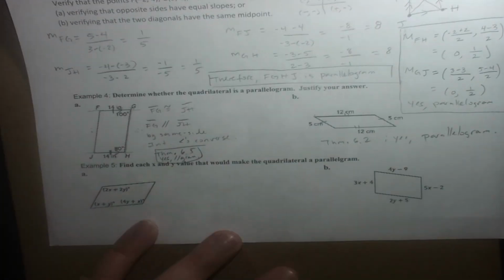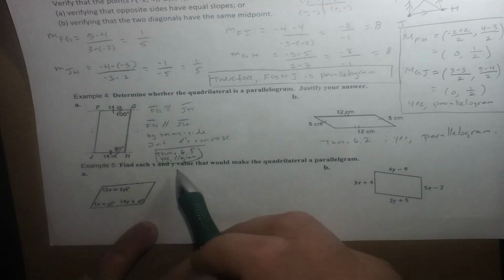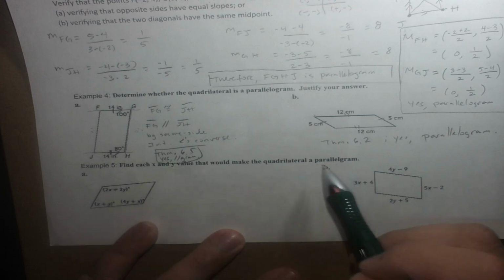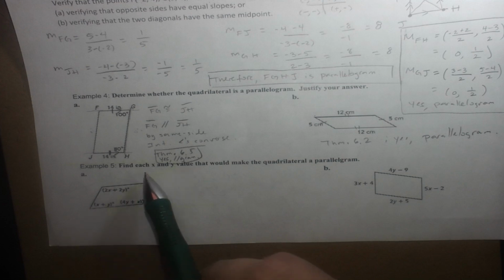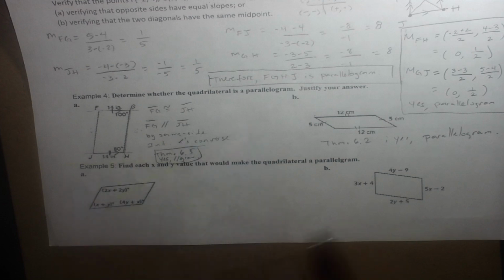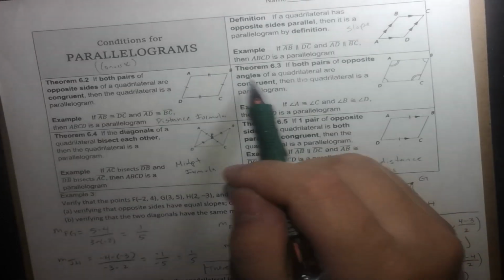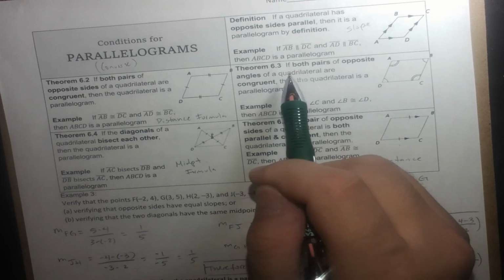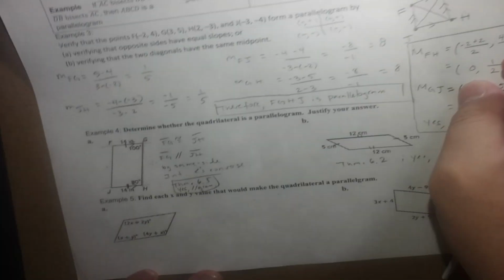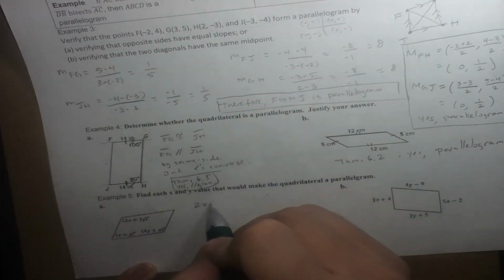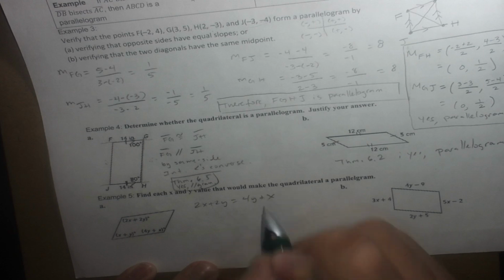Okay, so moving on to example number 5. It says find each x and y value that would make the quadrilateral a parallelogram. So here's my quadrilateral, and we have 3 expressions. In order for me to find x and y, I would have to use my properties. One property that I can use, since these two angles are opposite to each other, I can use theorem 6.3. So if both pairs of opposite angles of a quadrilateral are congruent, then the quadrilateral is a parallelogram. Meaning, let's set them equal to each other. So 2x plus 2y equals 4y plus x.